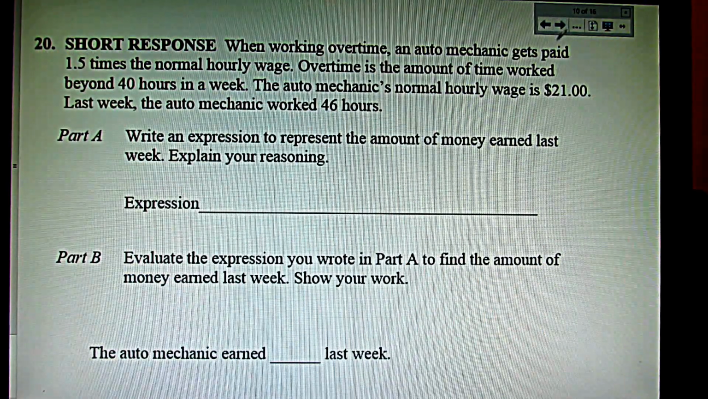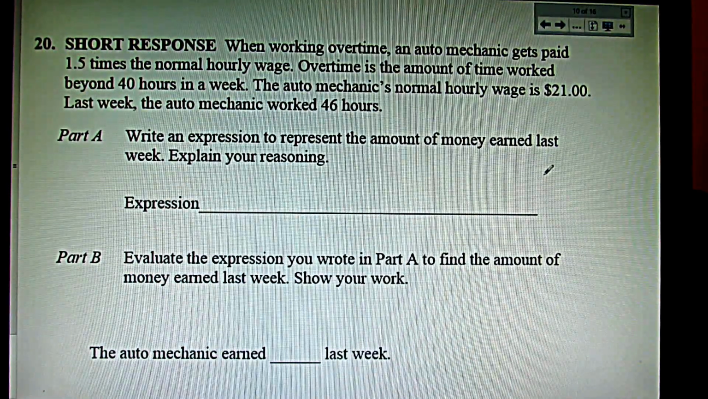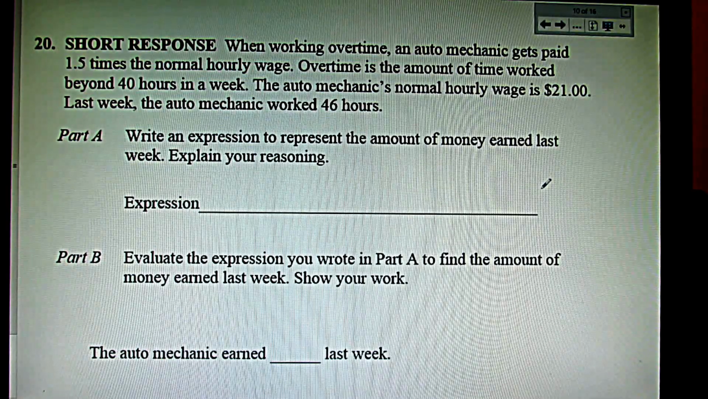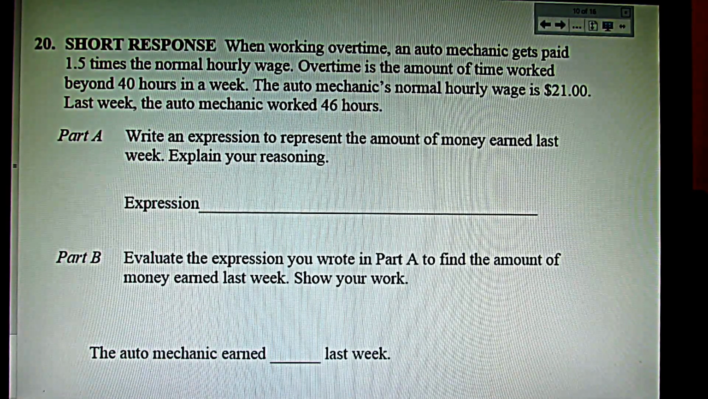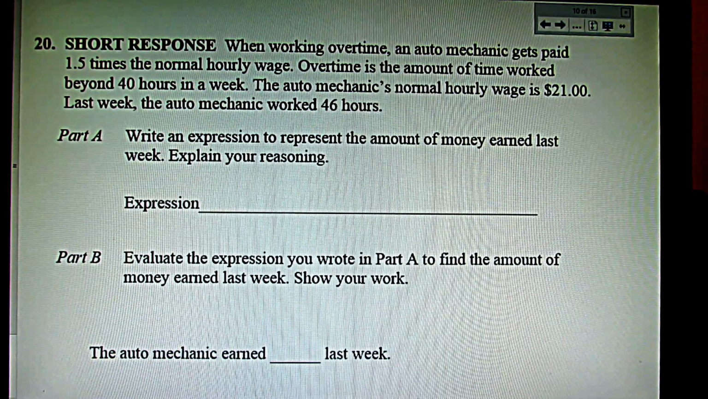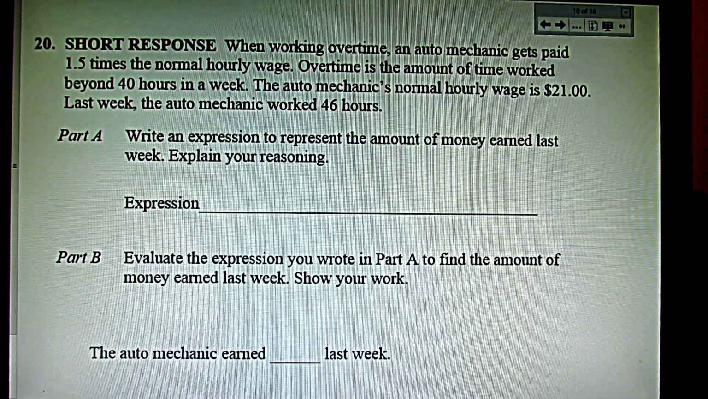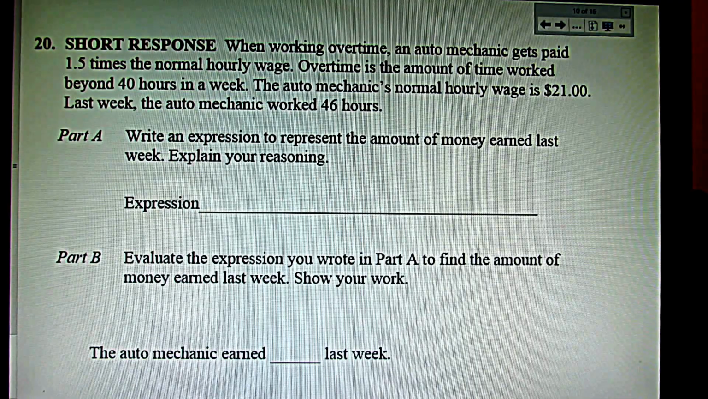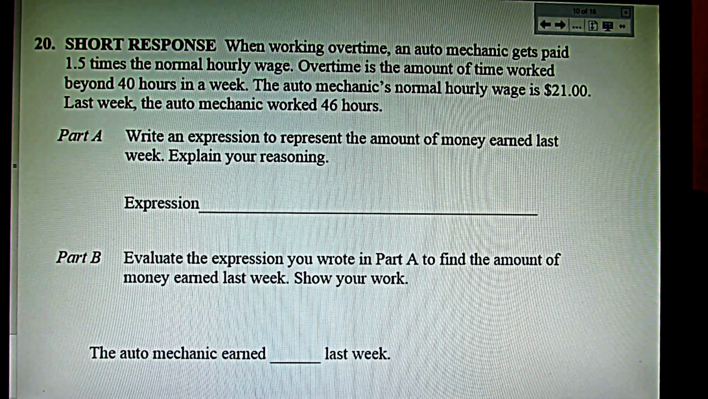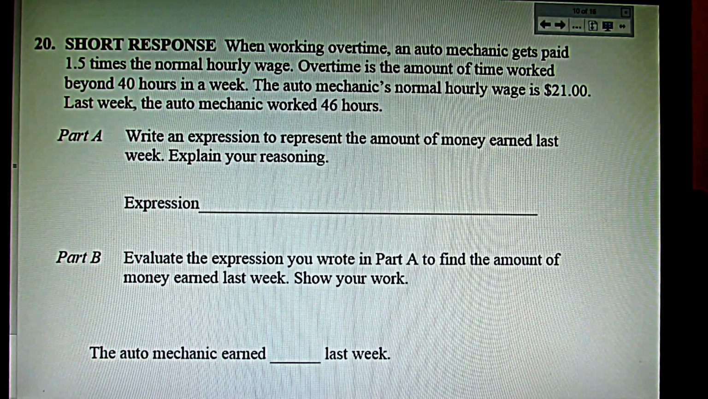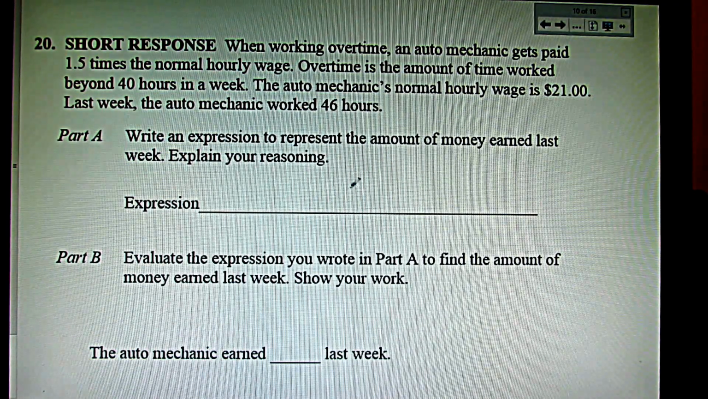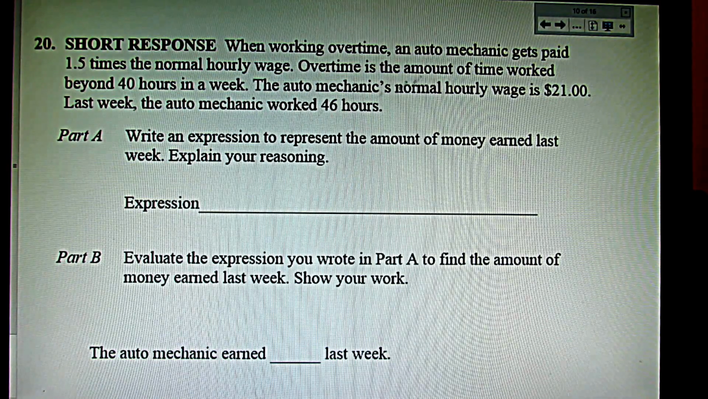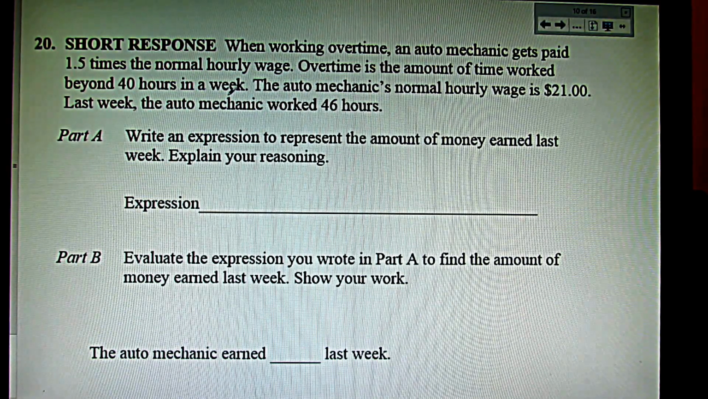Number 20. When working overtime, an auto mechanic gets paid 1.5 times the normal hourly wage. Overtime is the amount of time worked beyond 40 hours a week. The auto mechanic's normal hourly wage is $21. Last week, the auto mechanic worked 46 hours. Okay, part A says, write an expression to represent the amount of money earned last week. Explain your reasoning. All right, lots of information going on here. I'm going to go back and reread it.